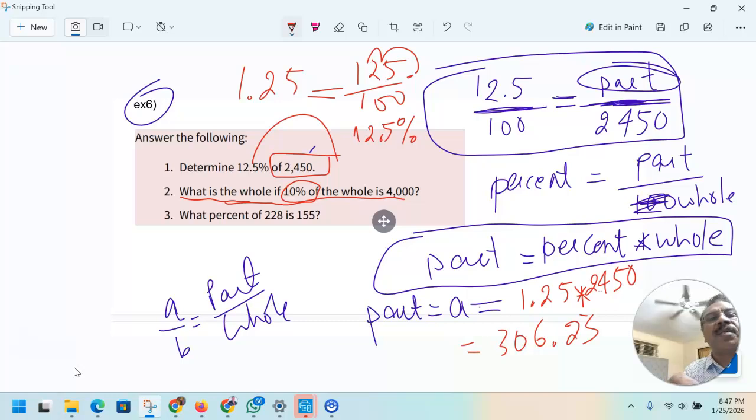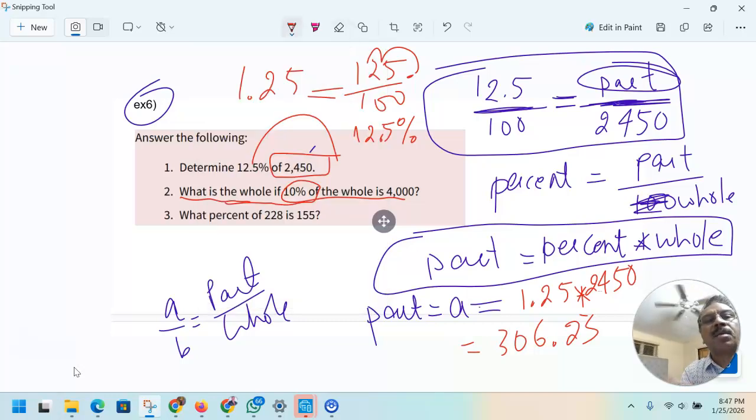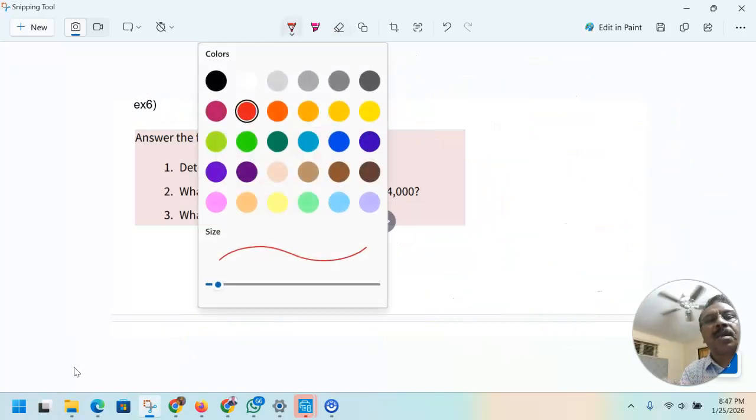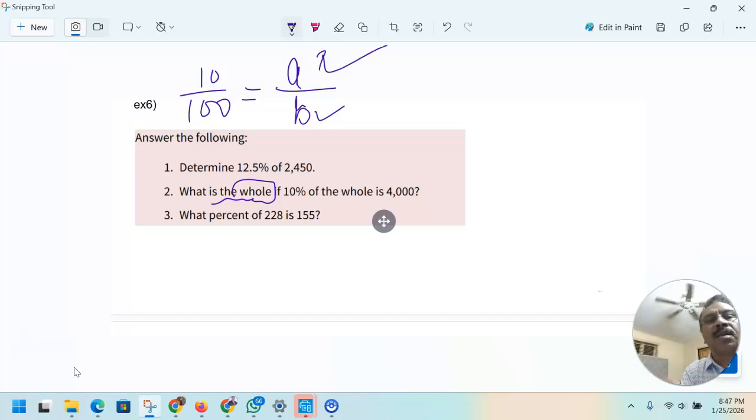Okay. Then, what is the whole if 10% of the whole is given? Now, this is just the opposite, so I'll do the same math here. What is the whole? They're asking for the whole. That means you don't know W, that is the B part of the fraction. And the part is given to you, this A. And 10% means 10 out of 100. So this is given and this is the question mark. So I'm going to use the same formula.